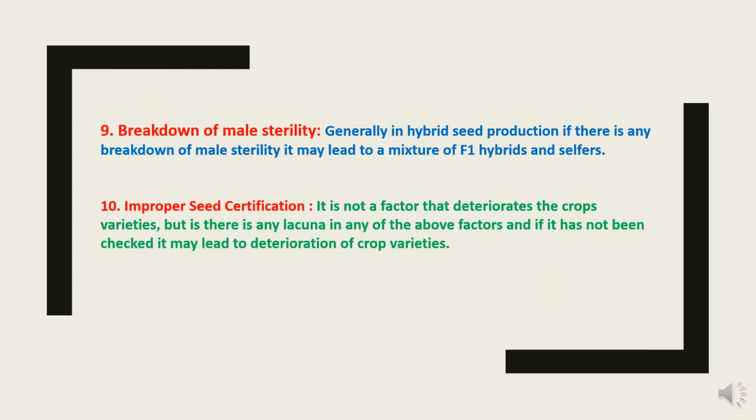Next factor is breakdown of male sterility. Generally in hybrid seed production, if there is any breakdown of male sterility, it may lead to a mixture of F1 hybrids and selfers.